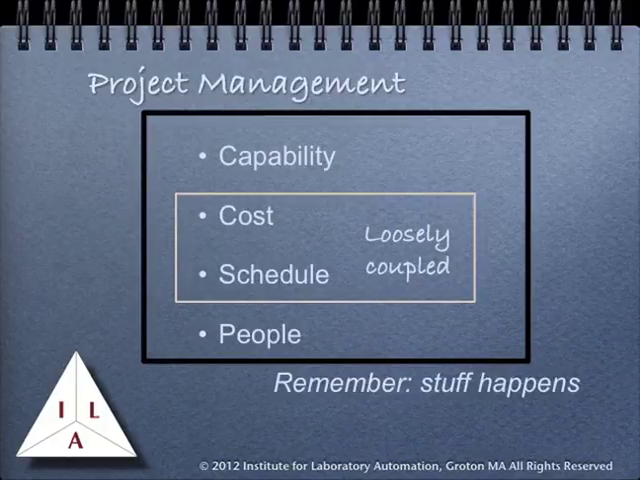Project management is a matter of balancing capability, cost, schedule, and people. It's both process and resource management. Cost and schedule are loosely coupled. Not every change in schedule involves a cost, and sometimes costs may change without affecting schedules, but for the most part one will affect the other. Keep in mind that stuff happens, uncontrolled, unpredictable, and basically that's life in reality.